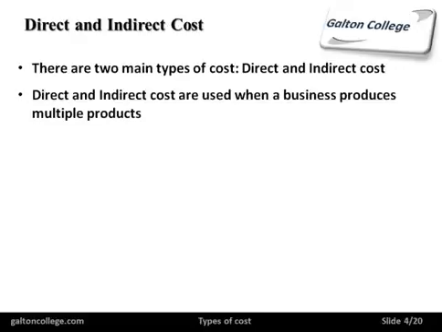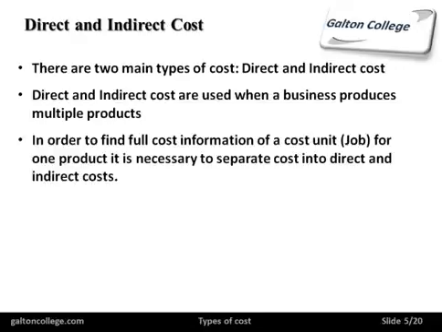Direct and indirect costs are used when a business produces multiple products. In the case of a single product, I suppose everything is a direct cost. But in the case of multiple products, we have to look at this distinction because we need to deal with the indirect costs and try to apportion these down to the individual products. We'll talk about that again in a few moments.